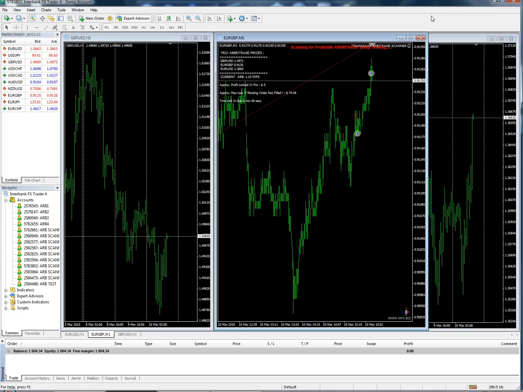And once again, you can have it on any time frame. If you want to trade every minute, every 5 minutes, or 15, 30, 1 hour, 4 hours, or daily, you would trade on every bar.